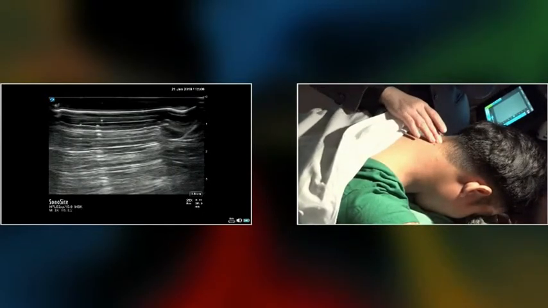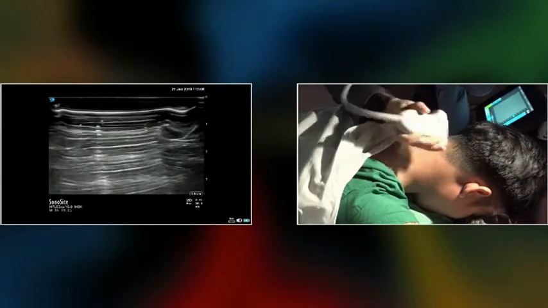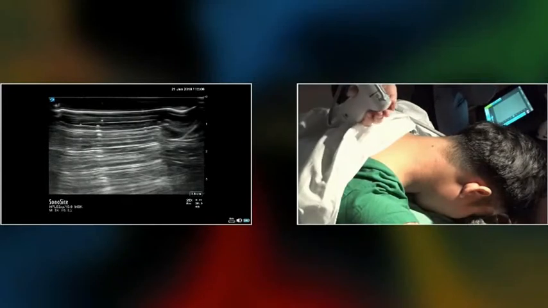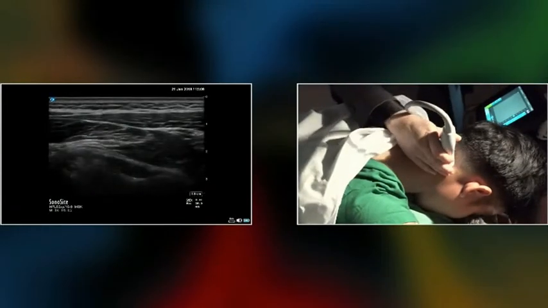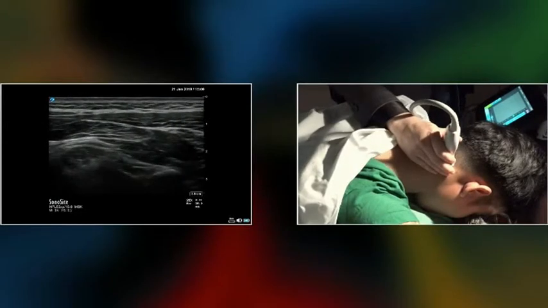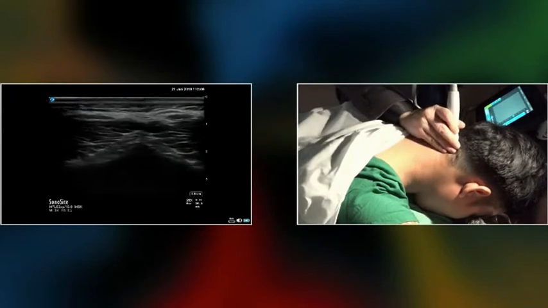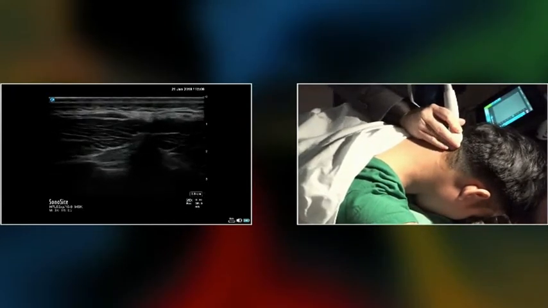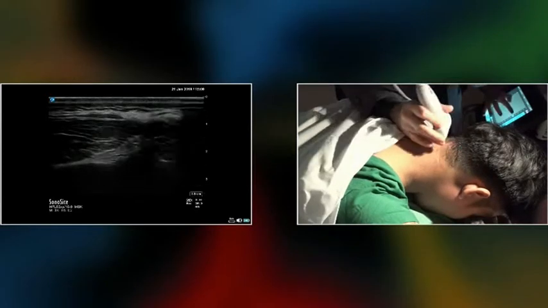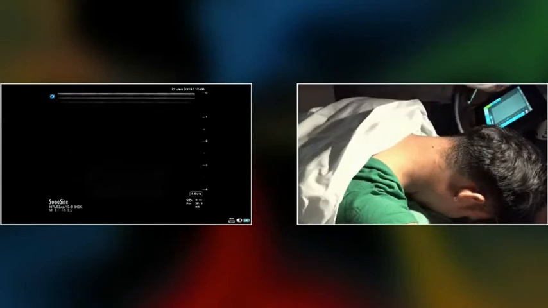And then if you decide to proceed with the scanning, this is a high-frequency linear probe. First we would like to put it horizontal in a long axis, and then we scan up in the middle, and then you will see. Can you give me more gel? For the head, because of the hair, you need more gel.